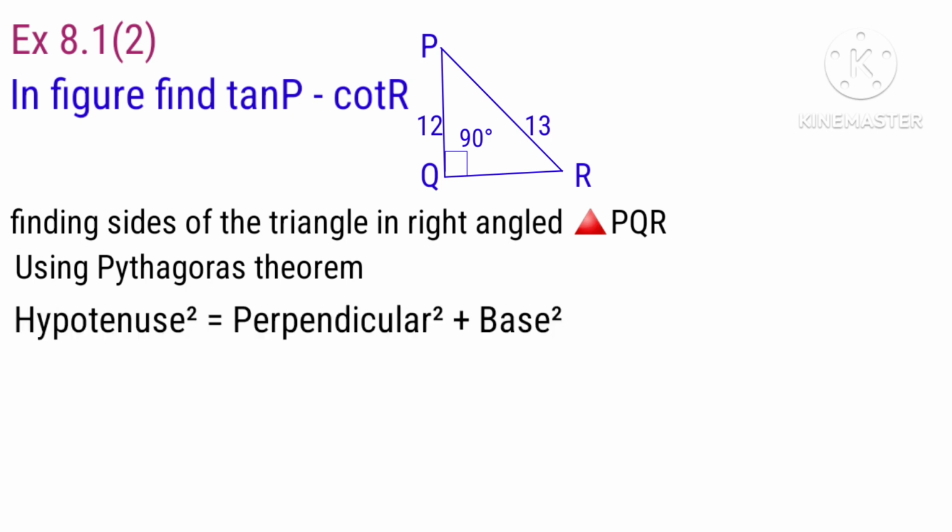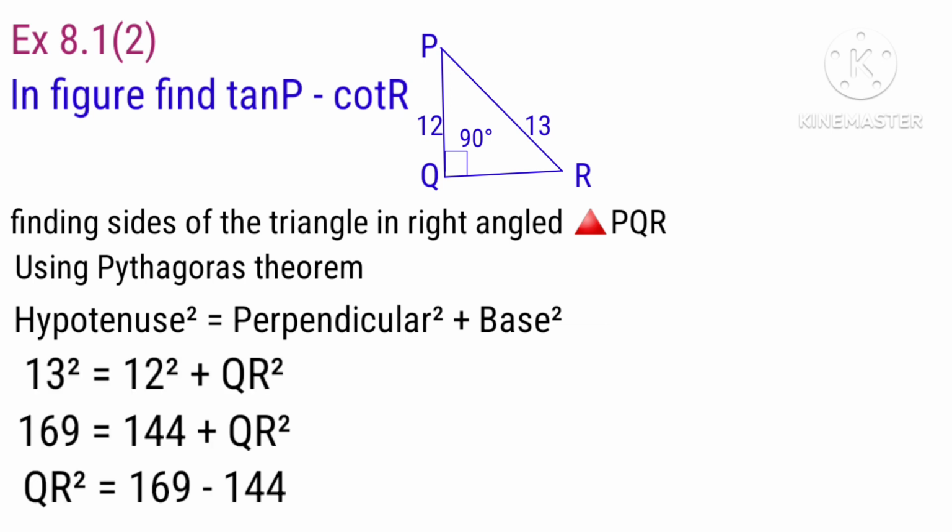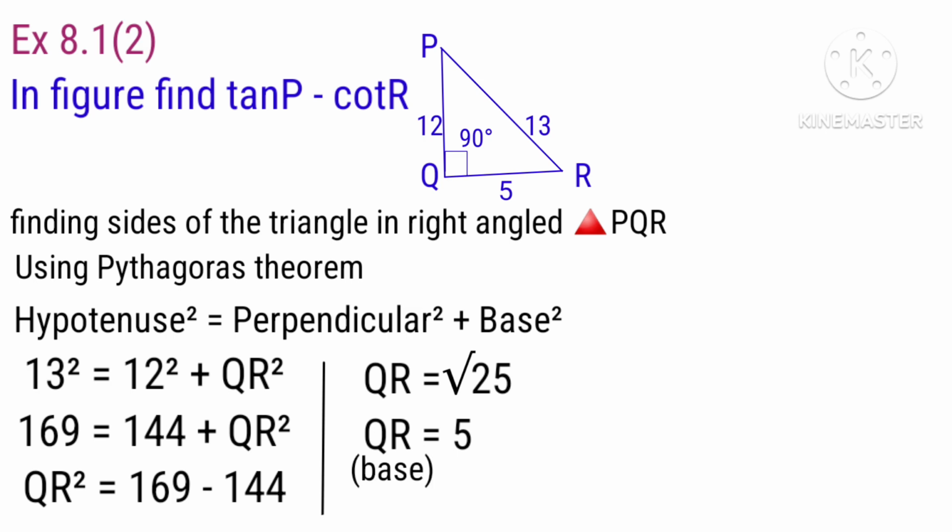And here the formula is hypotenuse square is equal to perpendicular square plus base square. So 13 square is equal to 12 square plus QR square, that is 169 is equal to 144 plus QR square. So QR square is equal to 169 minus 144. So QR is equal to square root of 25. So square root of 25 is 5. So QR is equal to 5. So base is equal to 5.